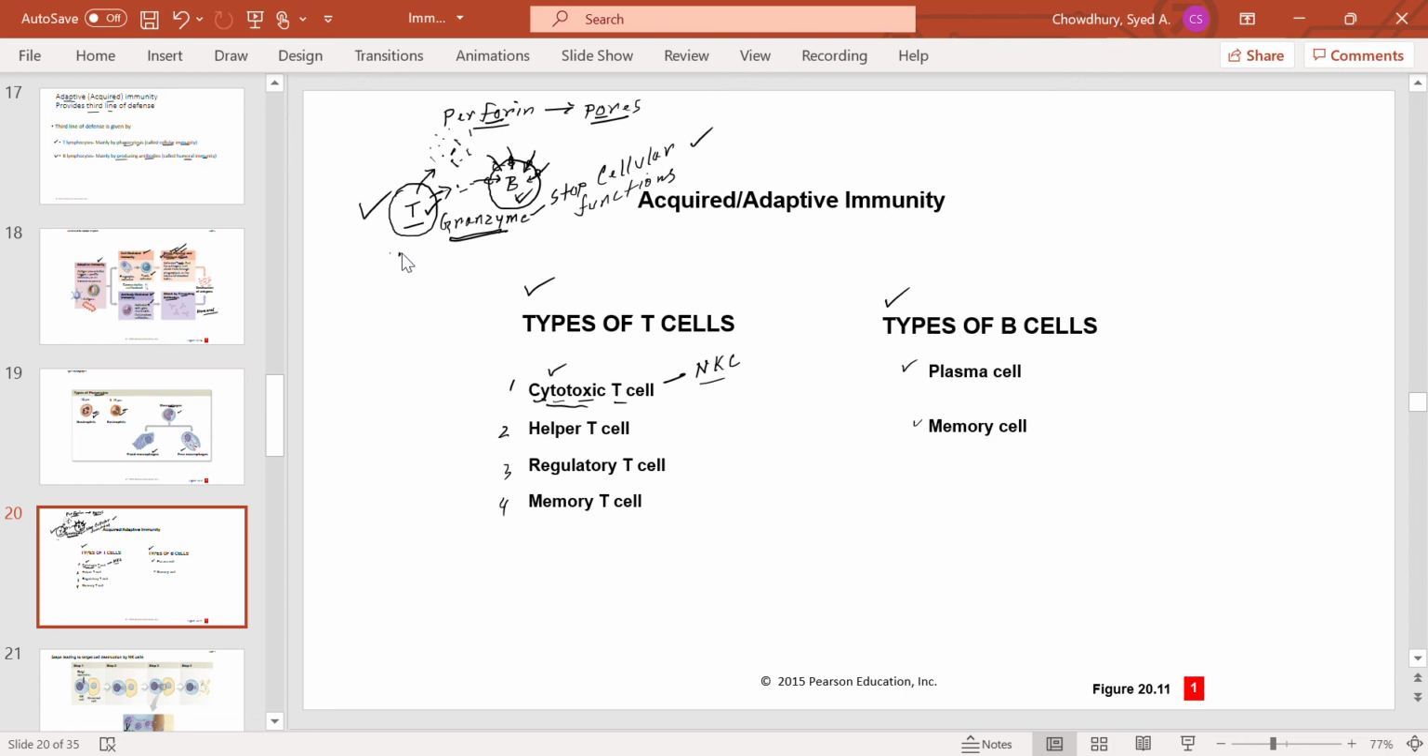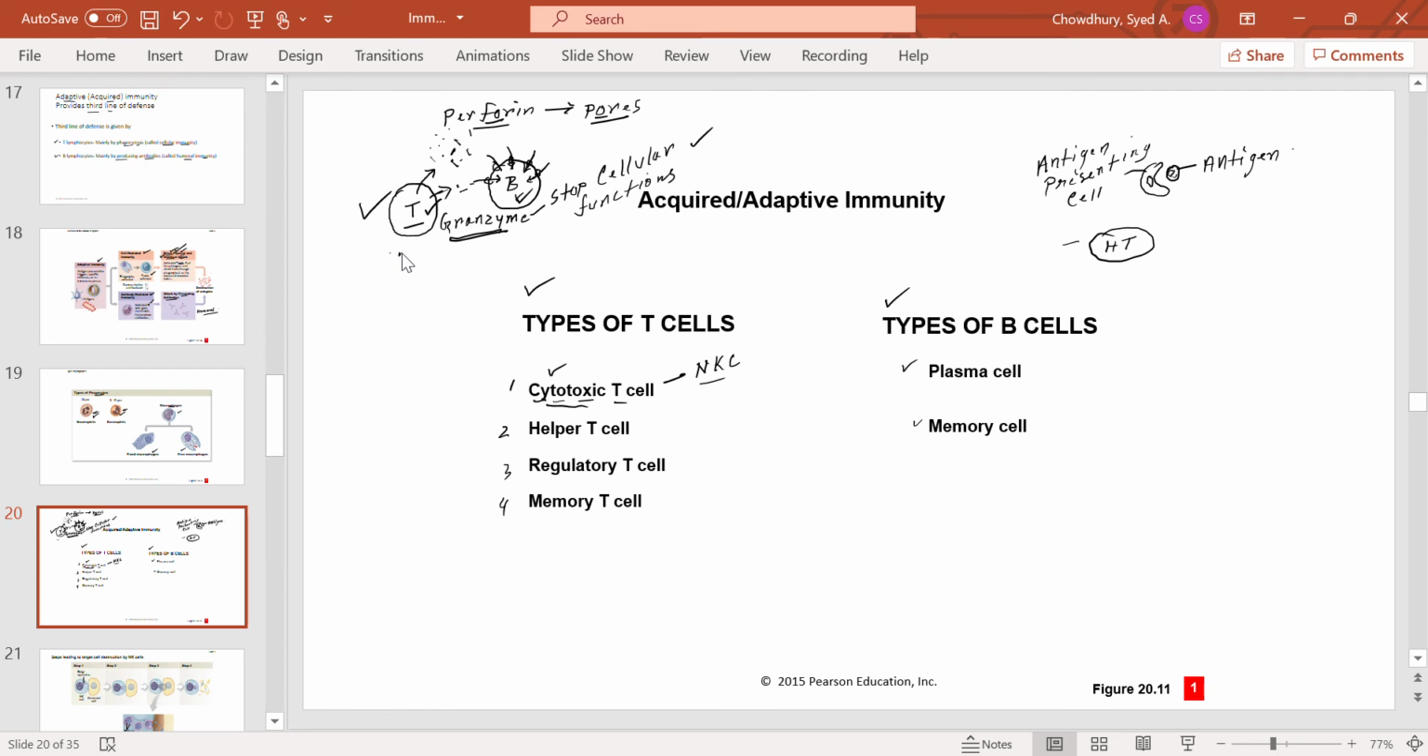Helper T cell, how do the helper T cells work? This is interesting. This is a helper T cell. The helper T cell is inactive normally, and it needs to be activated. Who activates the helper T cell? The antigen presenting cell in your body. This is another cell, called the antigen presenting cell. Its name is telling you what it will do. This is the antigen, bacteria or abnormal cell.